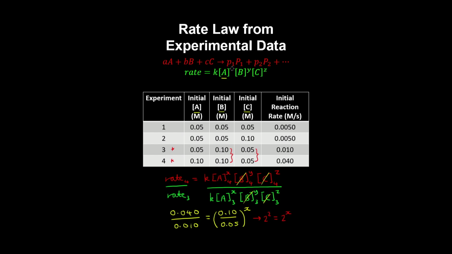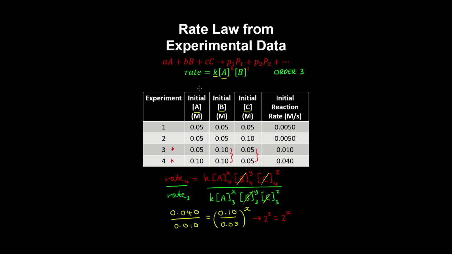So therefore the exponent x is equal to 2, and the order of the reaction with respect to reactant A is 2. And if you follow the same process, by selecting 2 experiments as we've done, you'll obtain y equals 1 and z equals 0. And a number to the power of 0 is simply 1. And therefore the order of the reaction is the sum of the exponents, which is 3.